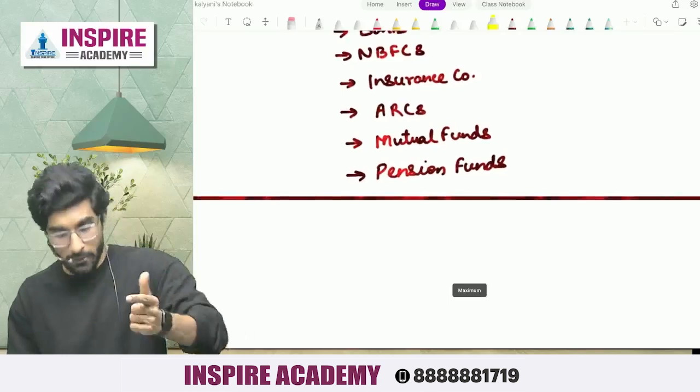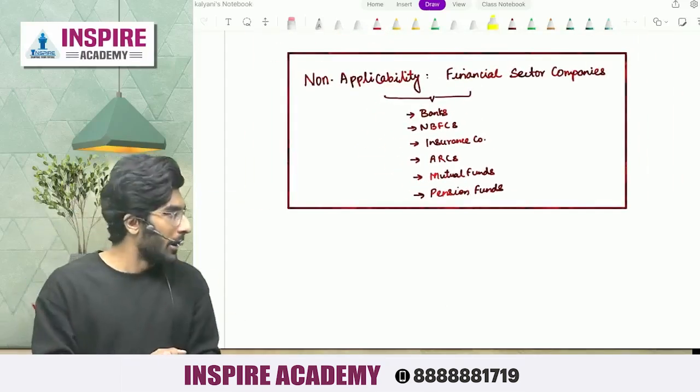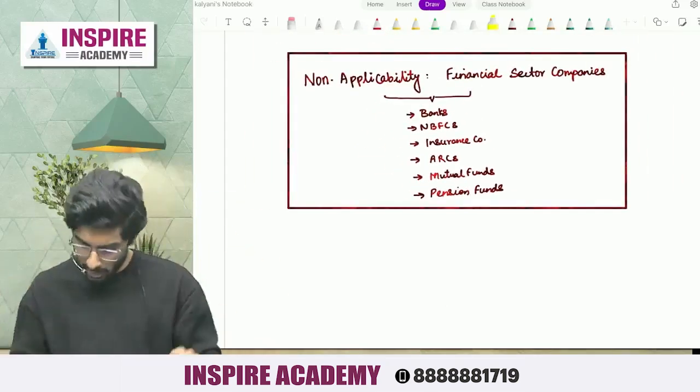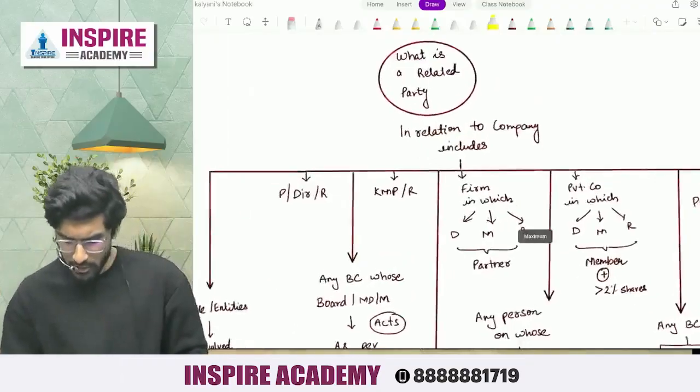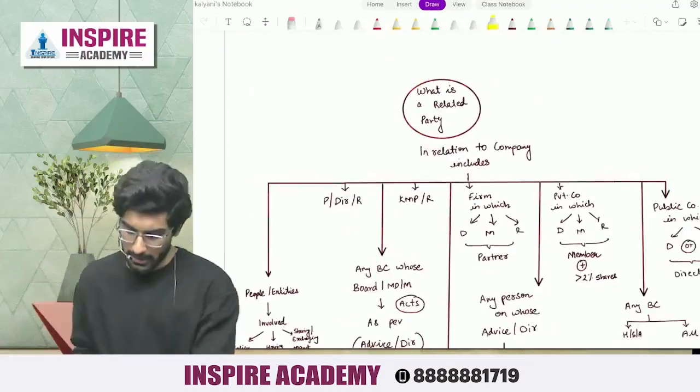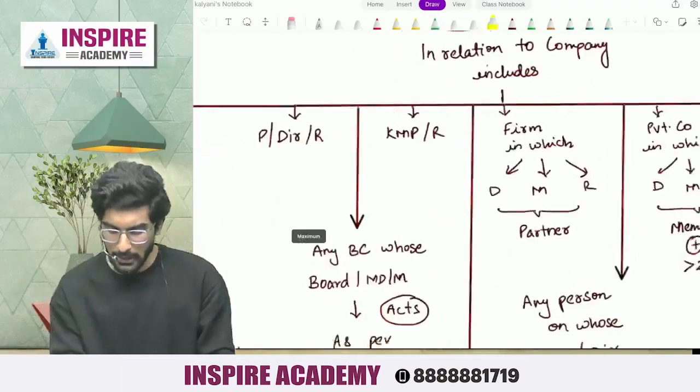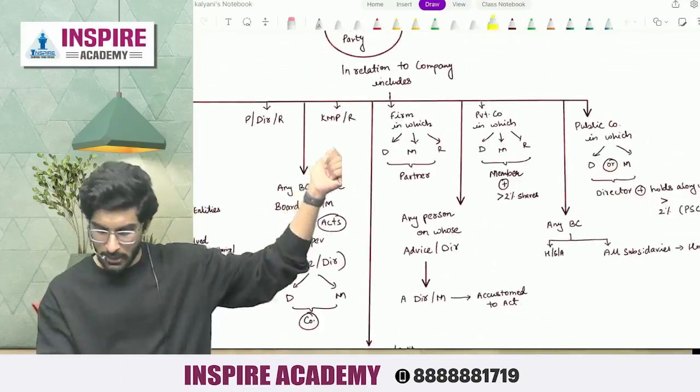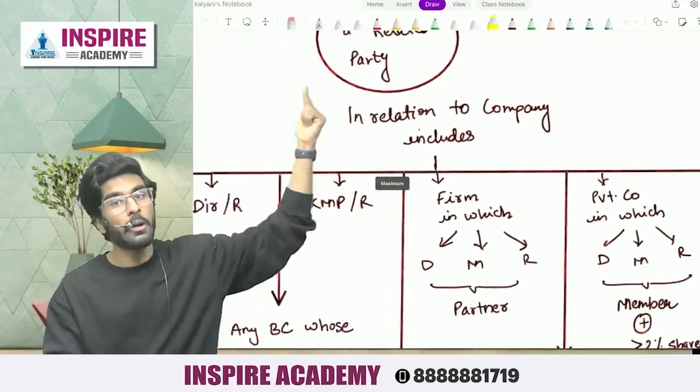Number 5 is mutual fund. And number 6 is, people, pension funds. Very simple. Okay. Now next, what is the meaning of related party? Number 1, partner, director or the relatives. Next is KMP or the relatives.